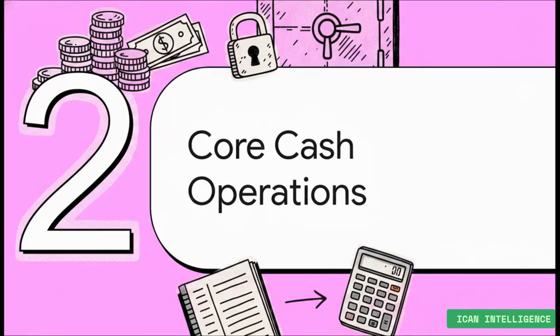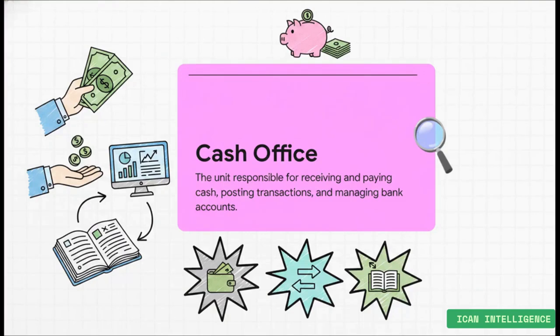Okay, with that framework firmly in place in our minds, let's move on to our first section, core cash office operations. We're about to see exactly how these big ideas of control, security, and accountability are put into practice on a daily basis. First things first, the official definition, exactly as you'll find it in your study text. The cash office is the unit responsible for receiving and paying cash, posting transactions into the cash book, managing bank accounts, and providing information on the cash position.